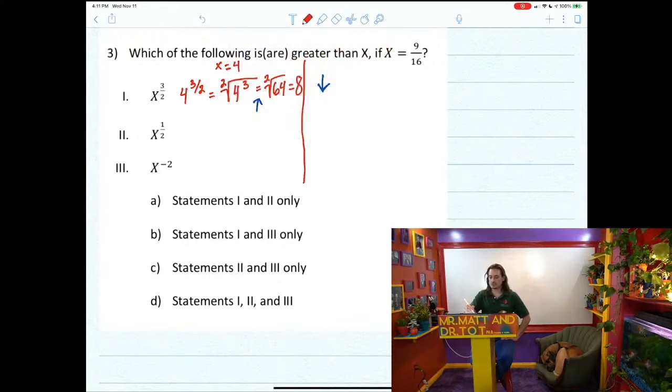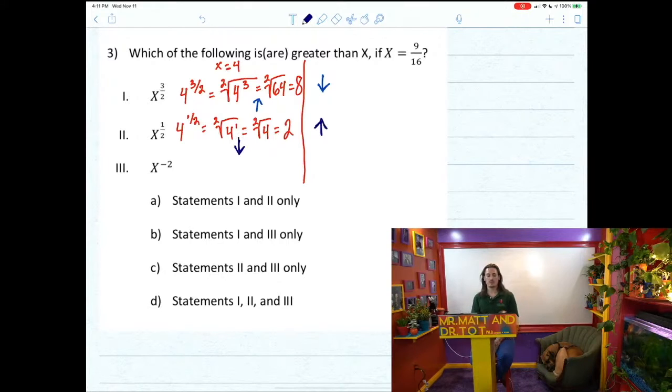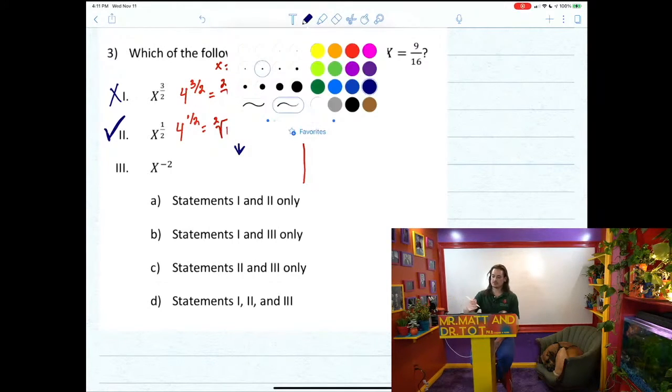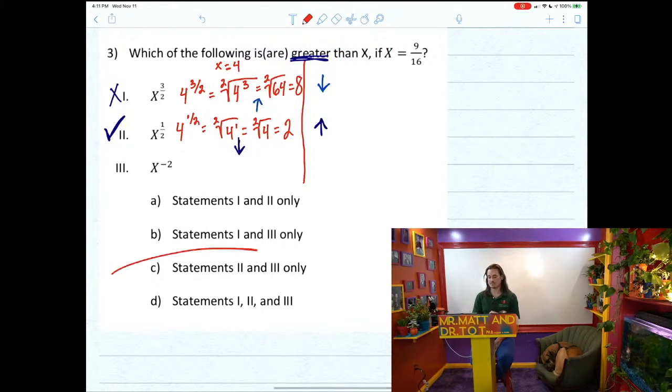Statement 2, 4 to the 1/2 power is equal to the square root of 4 to the 1st power, which is the same thing as just the square root of 4, which would evaluate into 2. To go from 4 to 2 is overall a decrease, so if the number were in between 0 and 1, that would result in an overall increase. And if we're looking for values that are greater, statement 1 would not be true, statement 2 would be true so far. And looking at our answer selections, that means that C has to be the answer because that's the only one that contains 2 but doesn't contain 1.